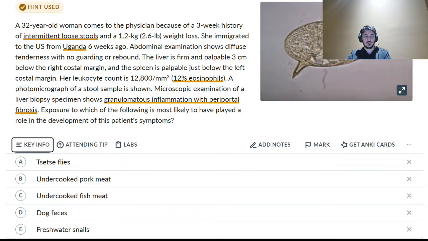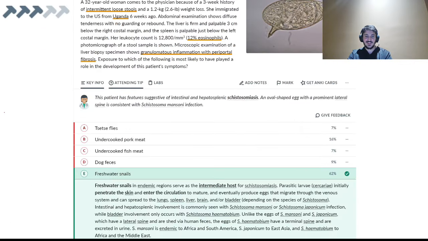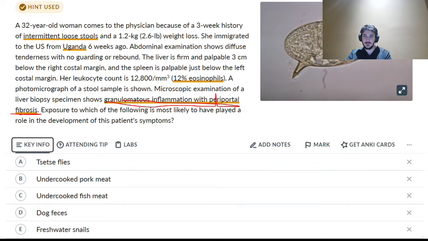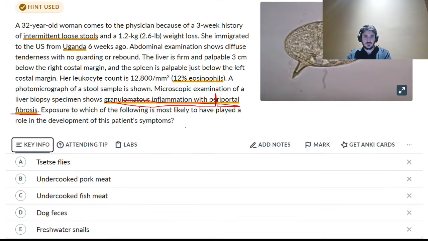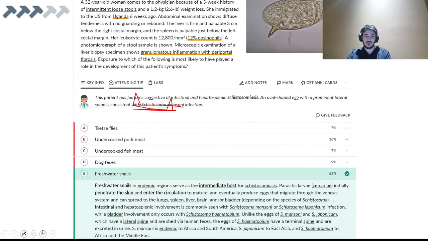Someone comes with loose stool. They have granulomatous inflammation with periportal fibrosis. So this is a different type of schistosoma. I don't know why I included it. My bad. But yeah, it's basically schistosomiasis. This is schistosoma, but it's not haematobium. I think this is a different type. If I'm correct, yeah, this is Schistosoma mansoni. I don't know if you guys need to know this, but either way, what I would remember is which one is the host. It's the freshwater snail, and we already talked about that.